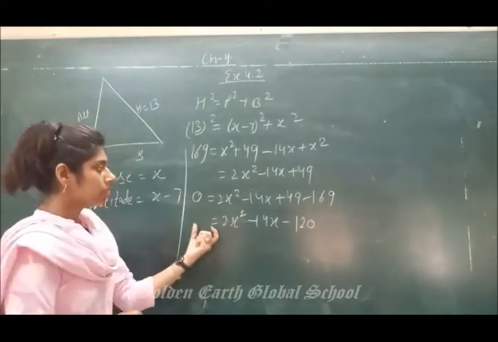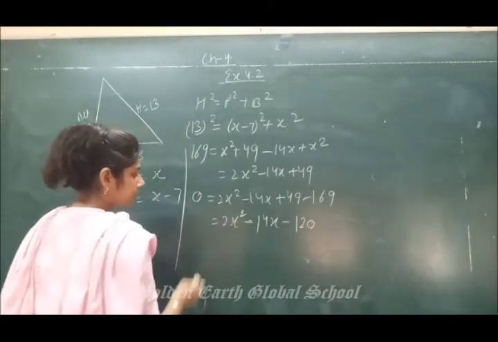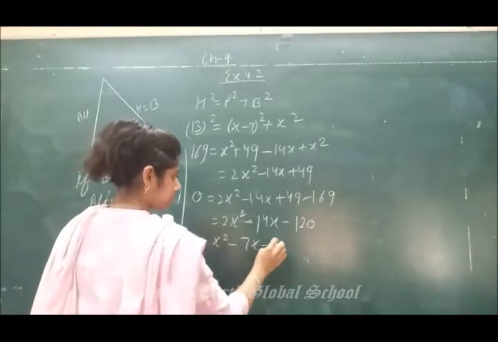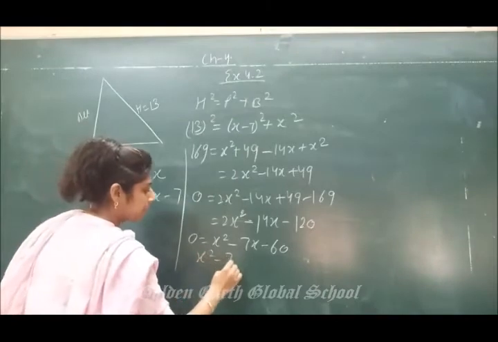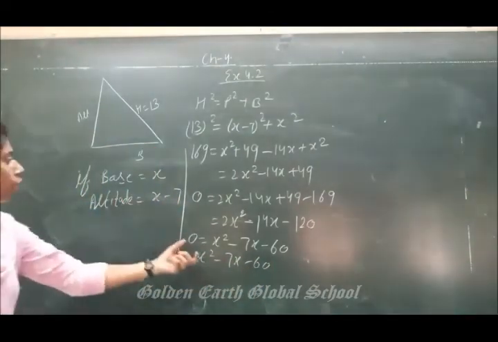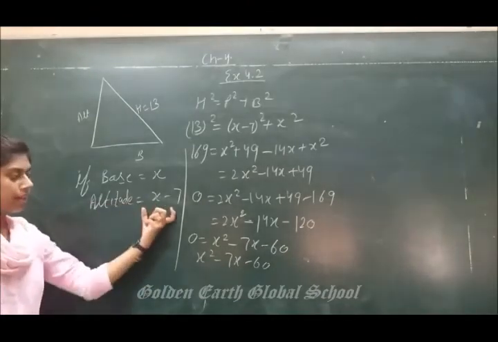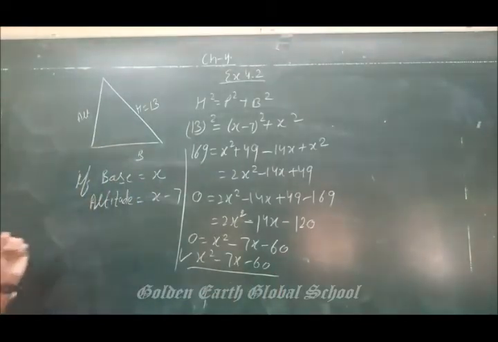Clear? Now divide the complete equation by 2 to make it a simple equation. Now you can easily factorize it by yourself. Then find the value of x. Now put the value of x here, then this will be your altitude. Solve this question further by yourself. Next, question number 6, the sixth part.